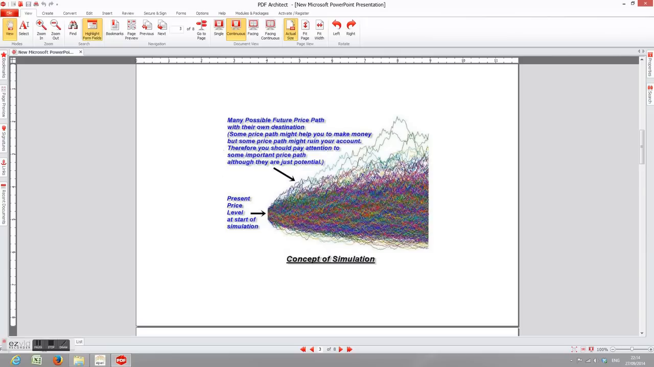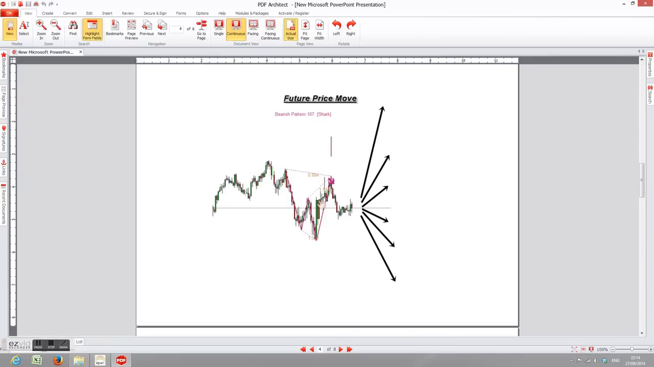However, an important thing is that some price paths might be helpful for your trading, but some other price paths may not be helpful for your trading. The important point here is that you need to pay attention to the price paths that might threaten your trading. This is the most basic but important concept of risk management principles. Now let's apply this concept to our harmonic pattern cases.